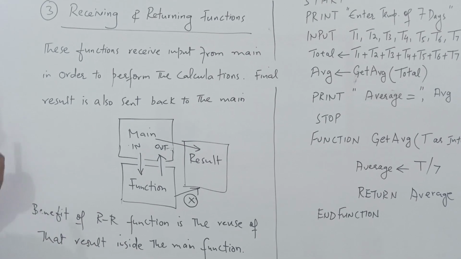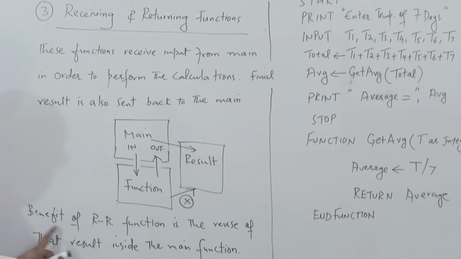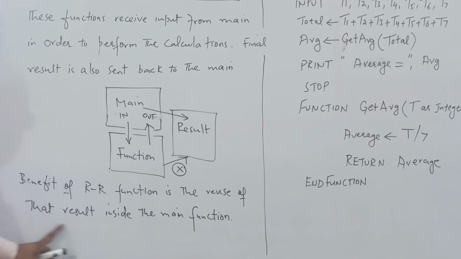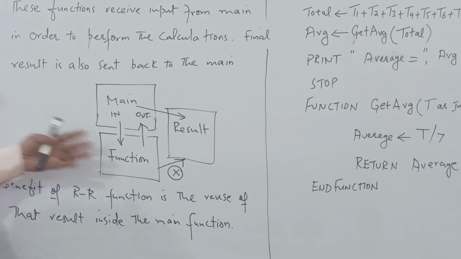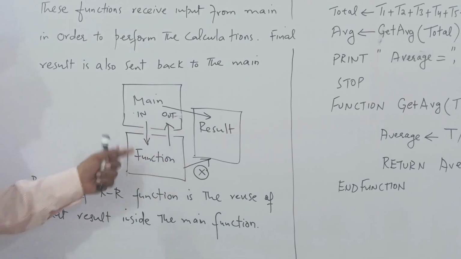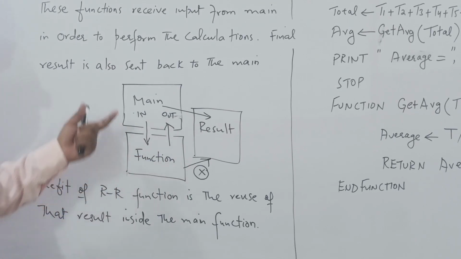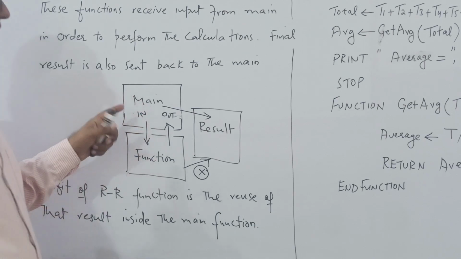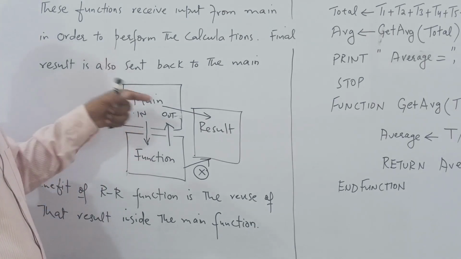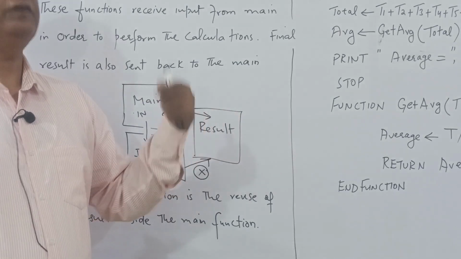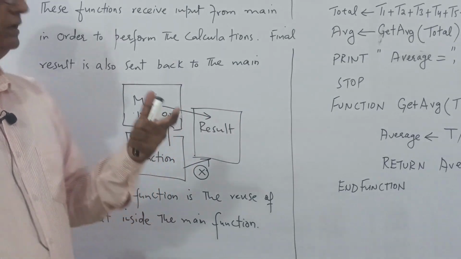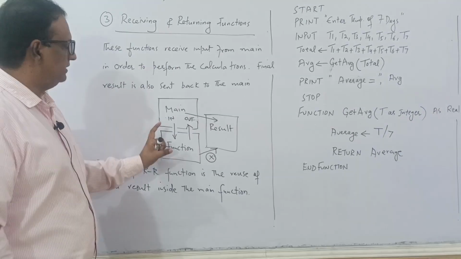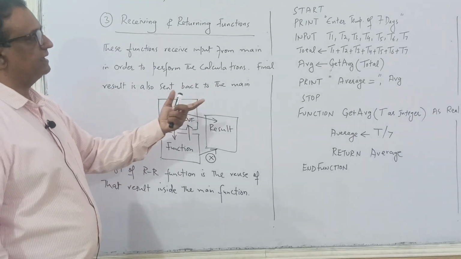And what is the second benefit? The benefit of the receiving and returning function is the reuse of that result inside the main. Whatever answer is given back to the main, there can be more coding inside the main that uses that calculation, or even that answer can be sent to another function to get further results. That is only possible when we have the receiving and returning functions.